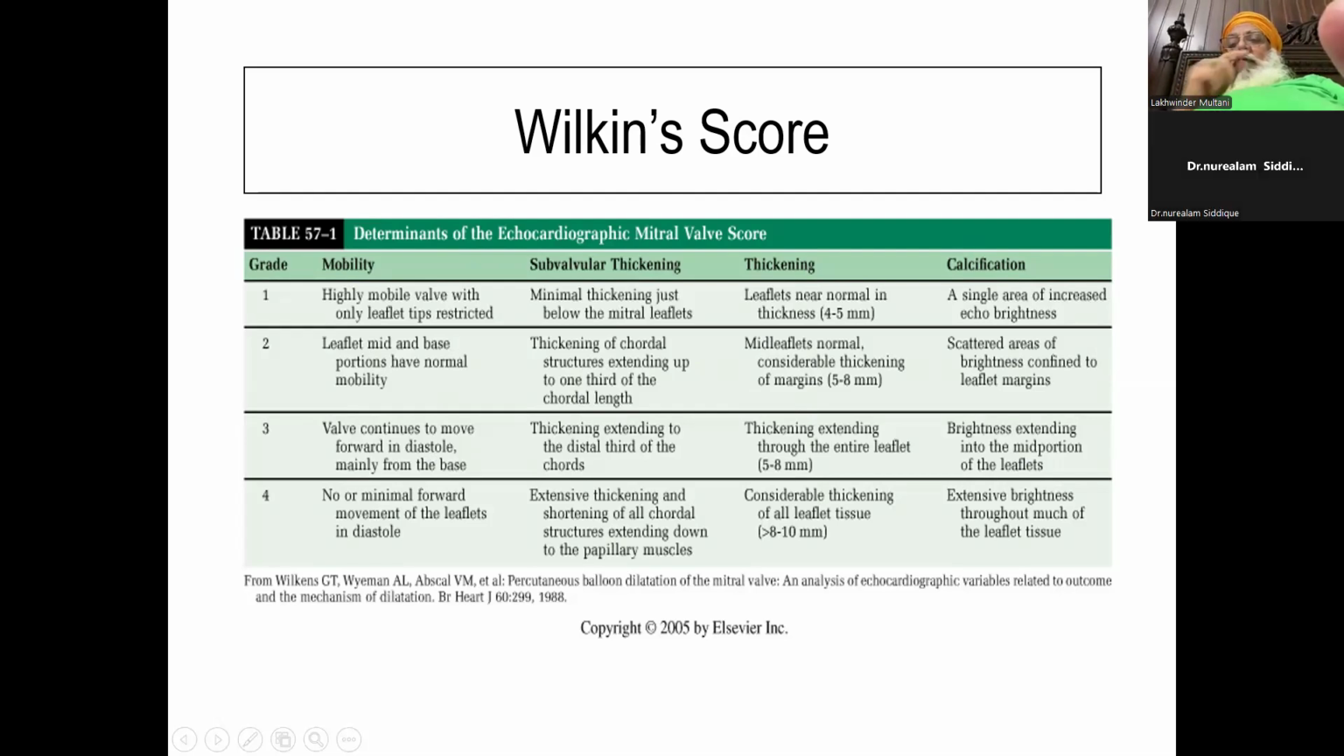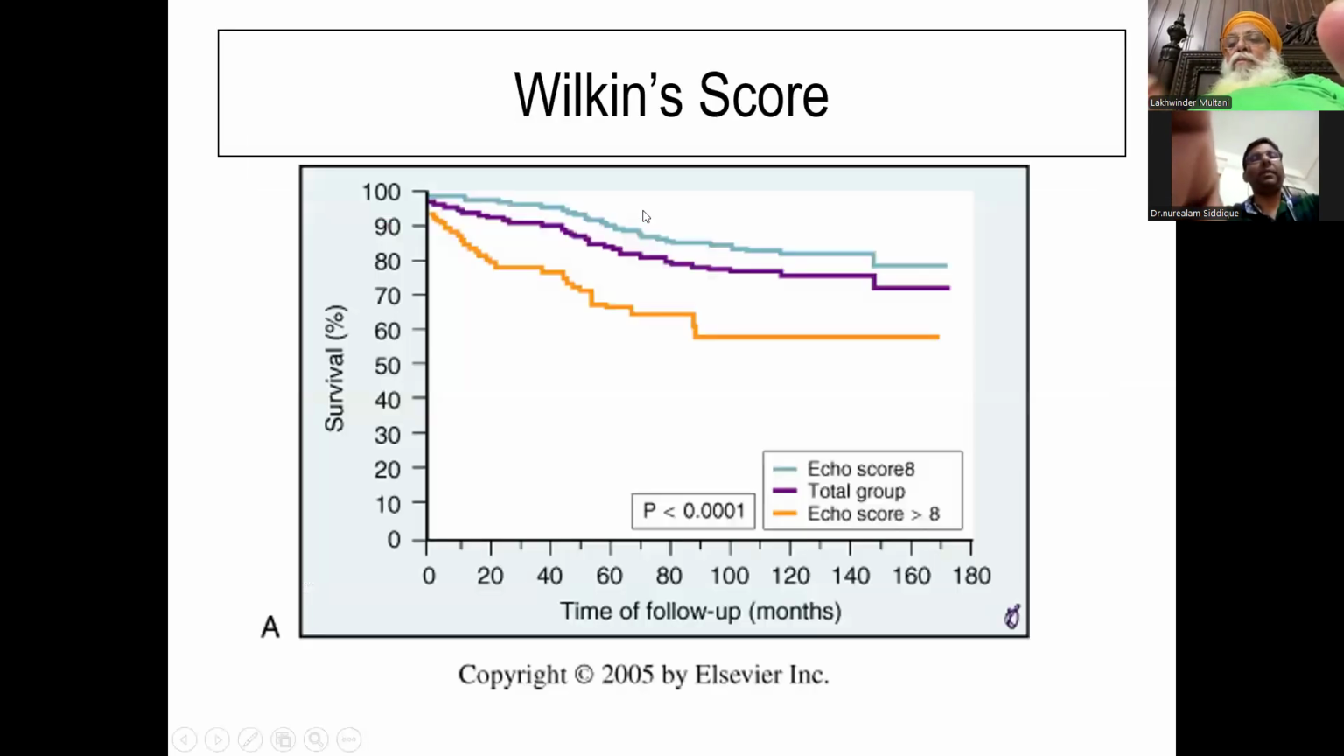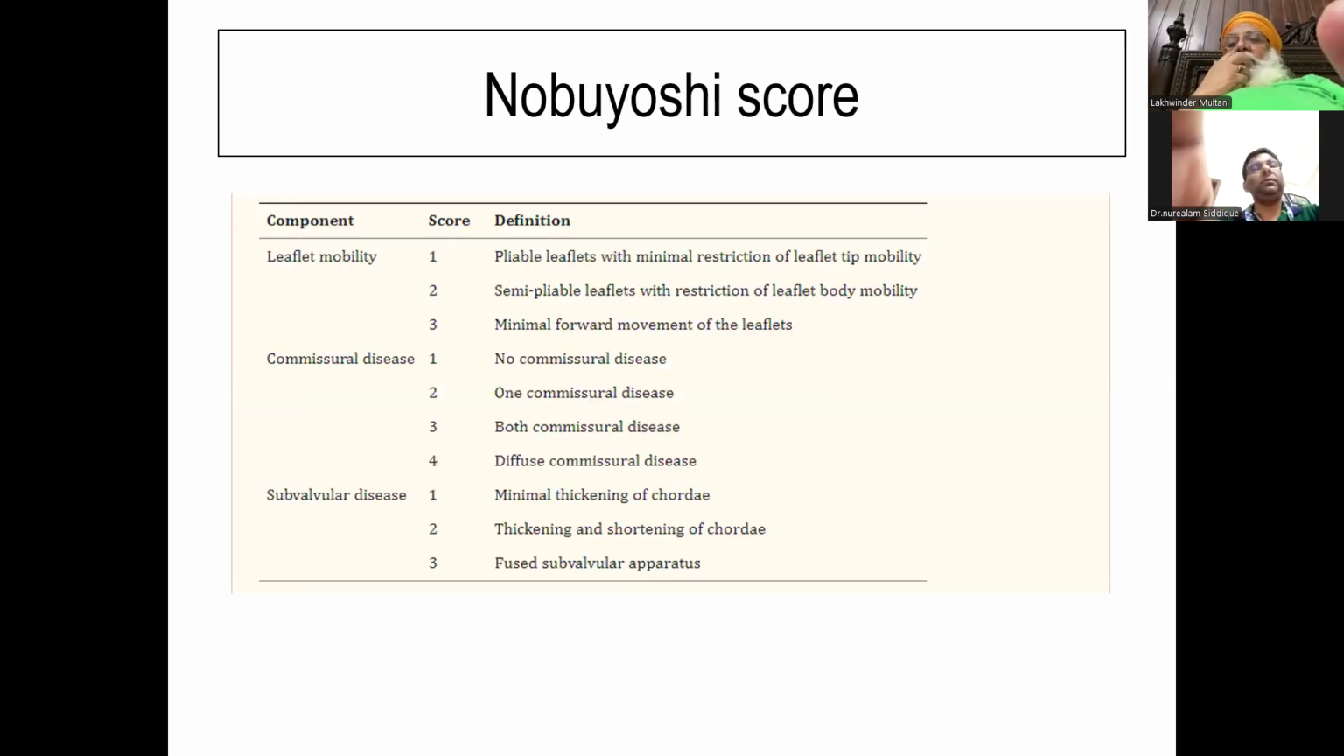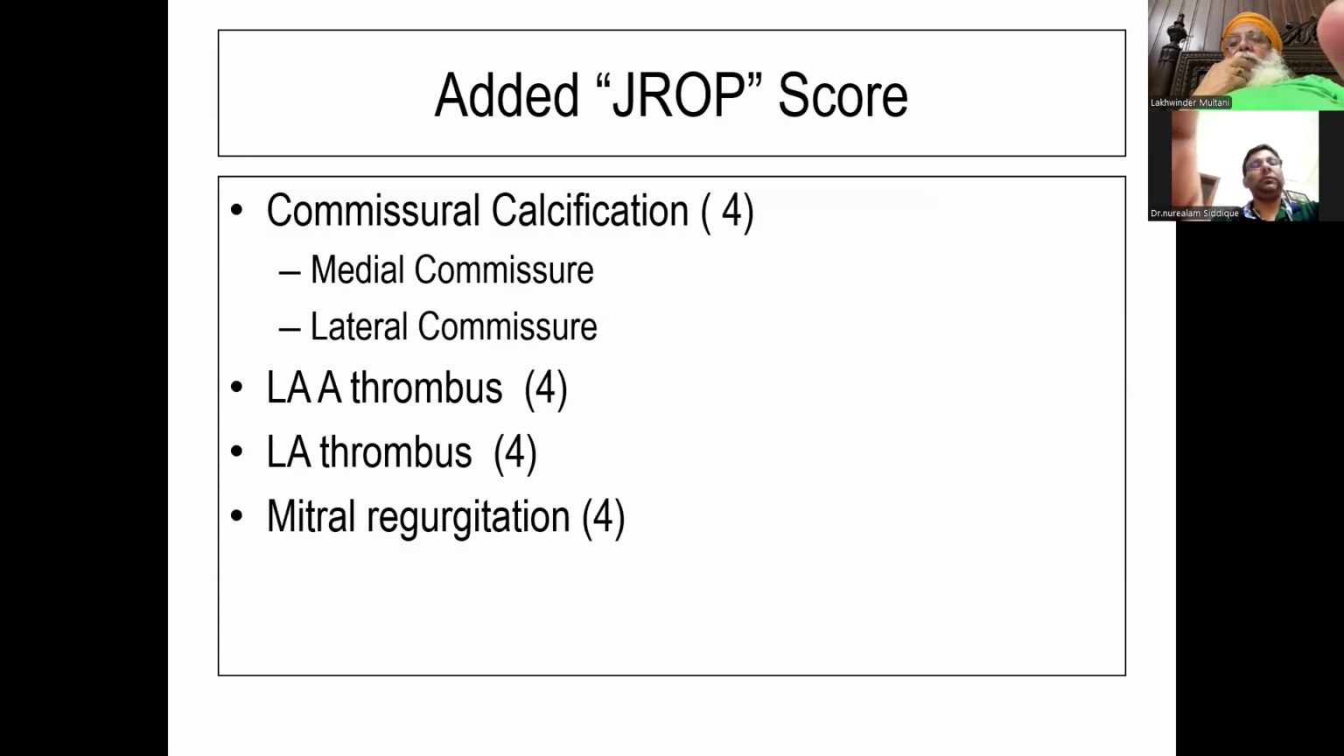Just remember, why do we need a Wilkinson score? Because this helps in doing a balloon mitral valvotomy, and that's what we always look for, a Wilkinson score. But in our center, we have devised another score, the drop score. We look at commissural calcification, give them 4 points. LA appendage thrombus, give them 4 points. LA thrombus, give them 4 points. And we give mitral regurgitation 4 points.